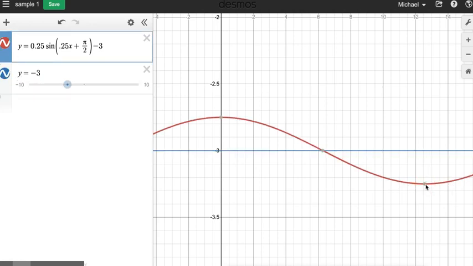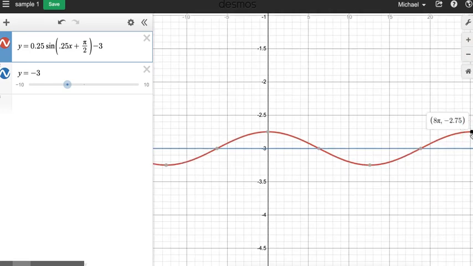And then we can get the period off of this pretty quickly too. What you see here is half a period. So if we double that, that would give us the full period of the graph, 8 pi. And I'm just going to zoom out here real quick, and you can see one period is definitely 8 pi.